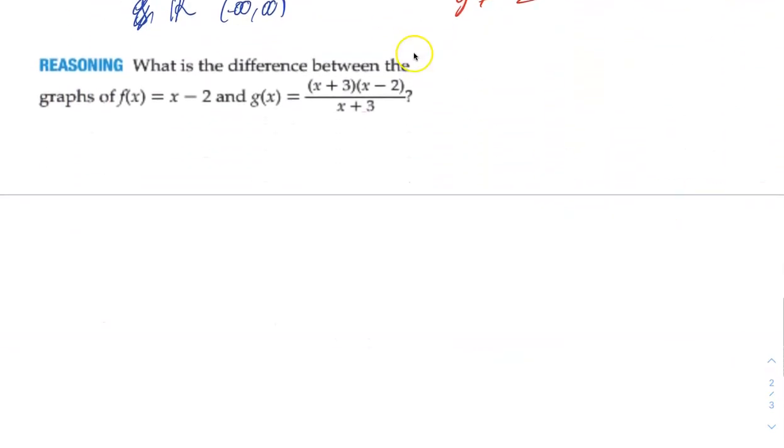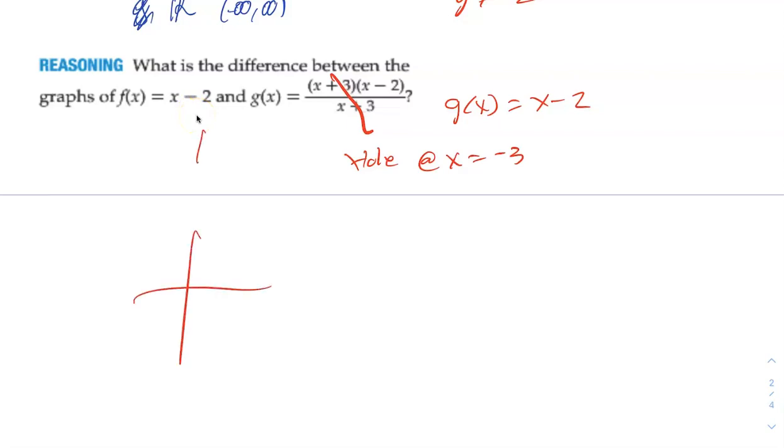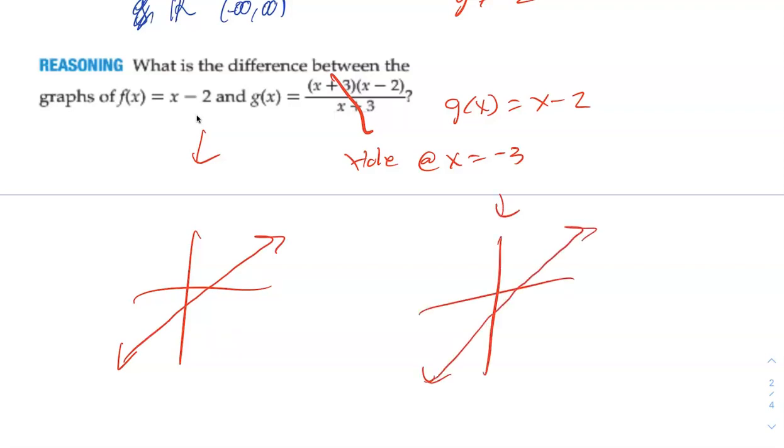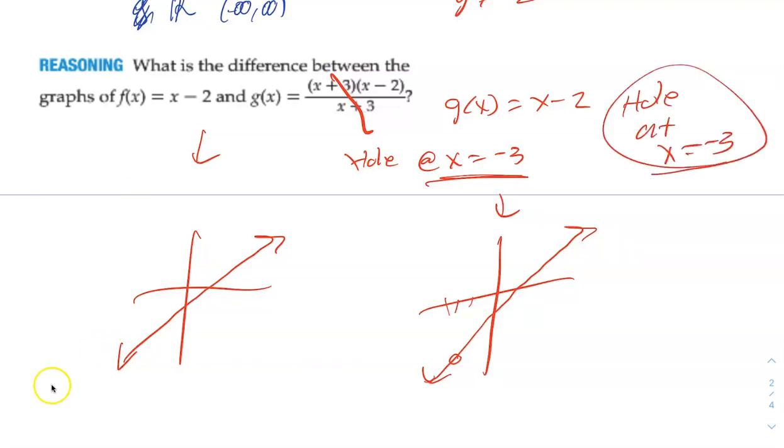Last question. What's the difference between the graphs of this and the graph of this? Well, what happens here? These cancel out and you get a hole at x equals -3. Other than that, these are the exact same graph. So that's the difference. One of these has a hole, one doesn't. This graph, if you graph this one to show you, you get a line. This graph, you get the same graph, but at x equals -3, you would have a hole in there. So the hole's the difference. The hole at x equals -3 is the difference. That's the video.